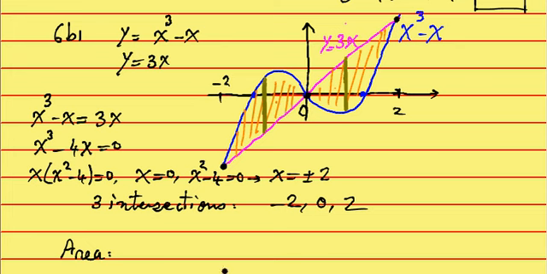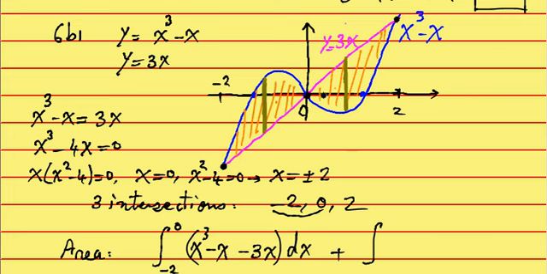You can right away say the formula for the top is x cubed minus x. Formula for the bottom is minus 3x. You subtract these, you get the height. Multiplied by dx, that gives you the area of one of these strips. Then you add it. Add it from where? Add it from the first to the last point, like -2 to 0. The other piece you calculate separately, because here 3x is on the top and the other one is on the bottom.